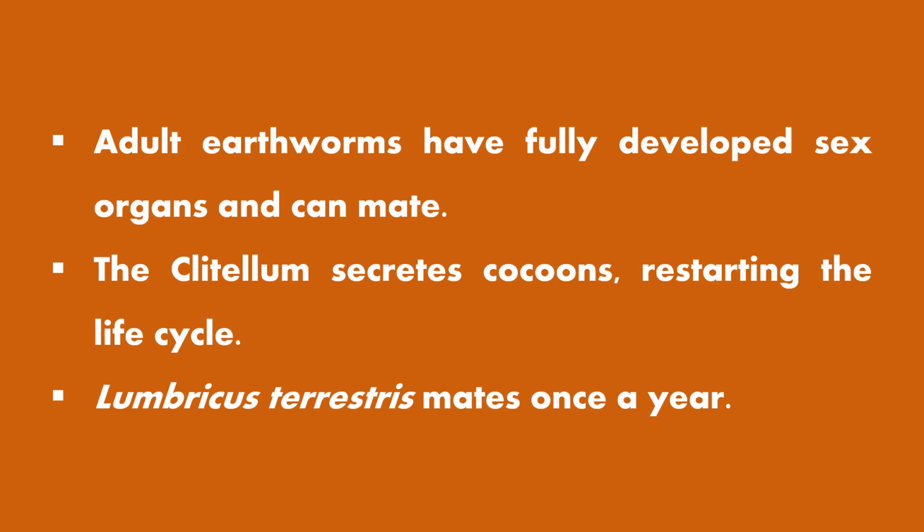When an earthworm reaches adulthood, it has fully developed sex organs and it is able to mate. The thick band around the adult's body, which is called a clitellum, will secrete new cocoons, starting the life cycle all over again. The earthworm Lumbricus terrestris, which is called the common earthworm, mates once in a year.